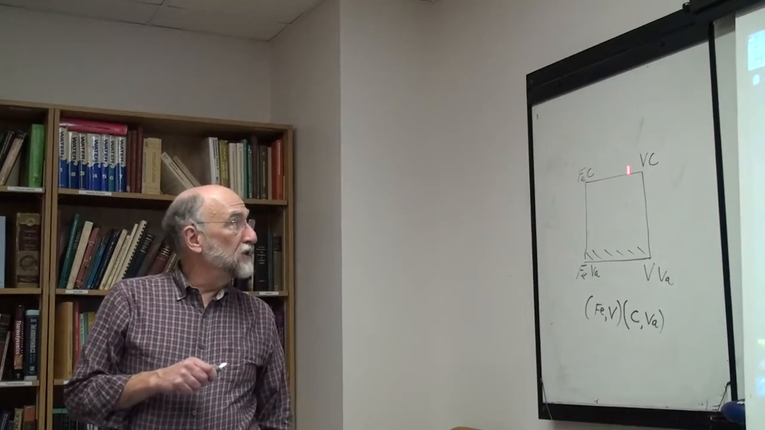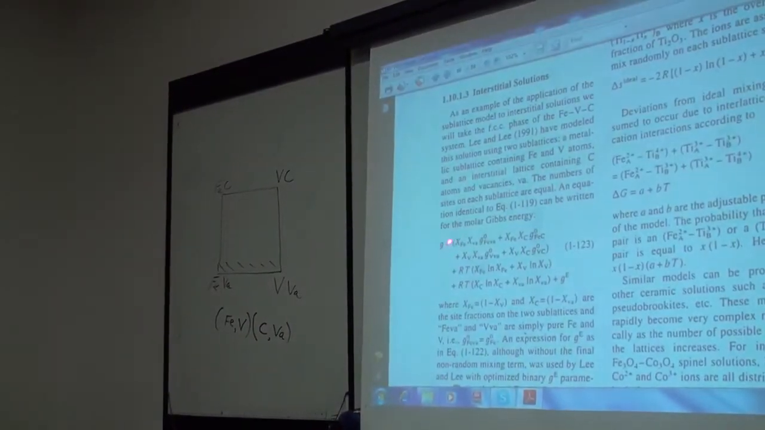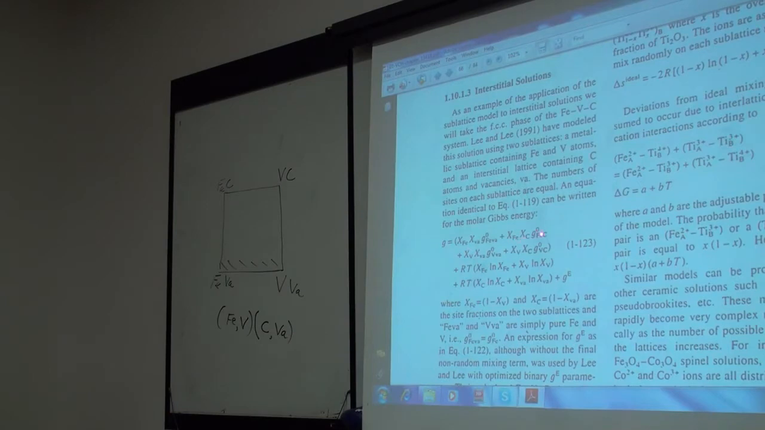So using the compound energy formalism, we write it this way. Every end member has a Gibbs energy. This is the mole fraction of iron times the mole fraction of vacancies on their sites, etc., the product of the mole fractions. So that's your G0 term. Then you have your random mixing term. Your random mixing term is the iron and vanadium mixed randomly on the metal sublattice, and the carbon and the vacancies mixed randomly on the anion sublattice.